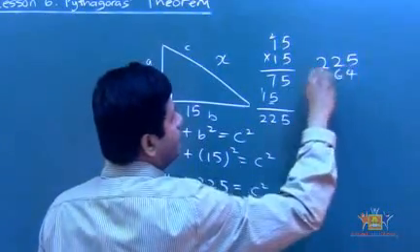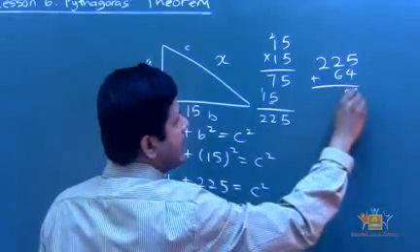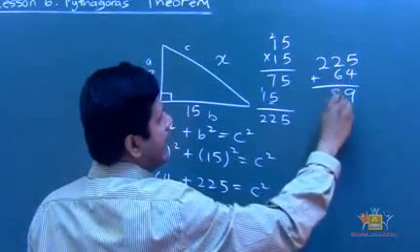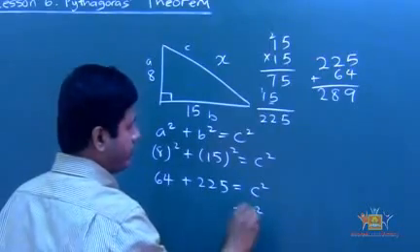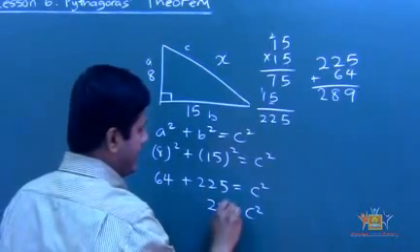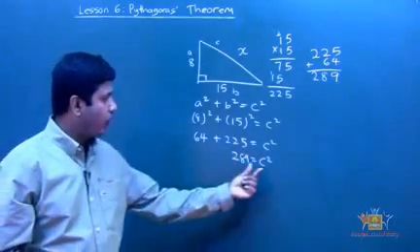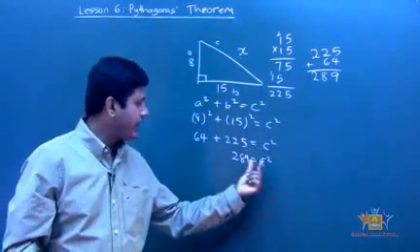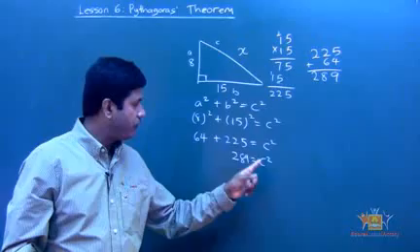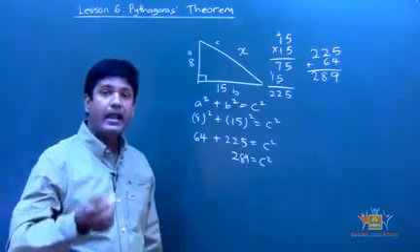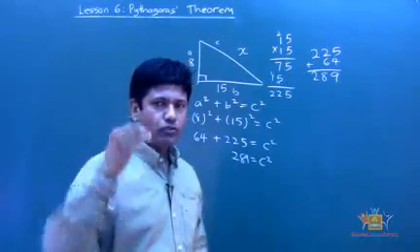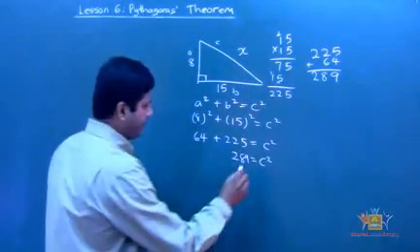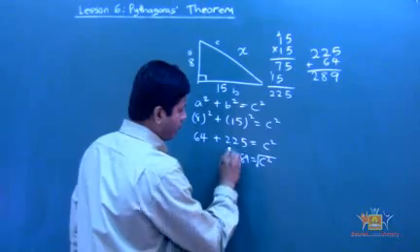So 64, 5 plus 4 is 9, 2 plus 6 is 8, and then we're going to carry the 2 down. Which gives us c squared equals 289. Now we want to find what c is. In order to find c, which is in the form of c squared, I have to square root the c squared. So when I square root the c squared, I have to also square root this side.